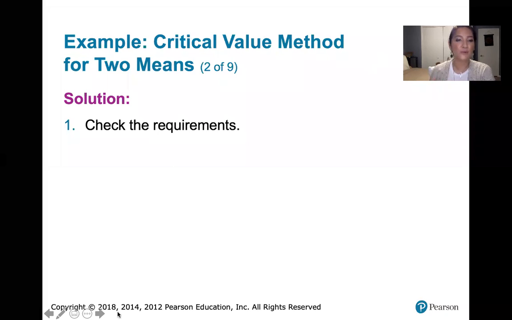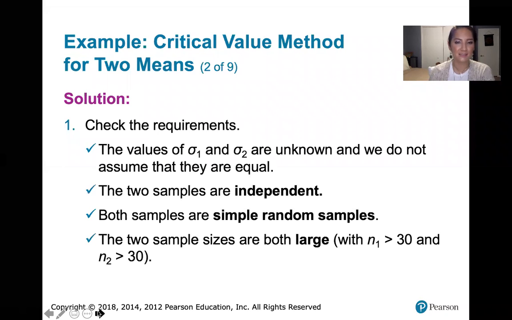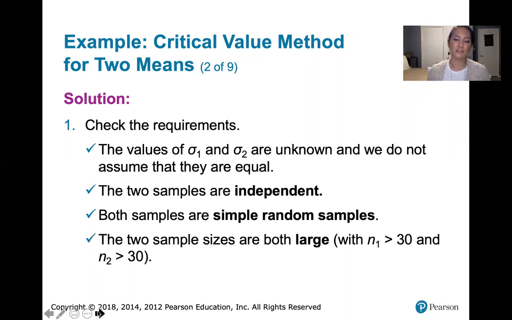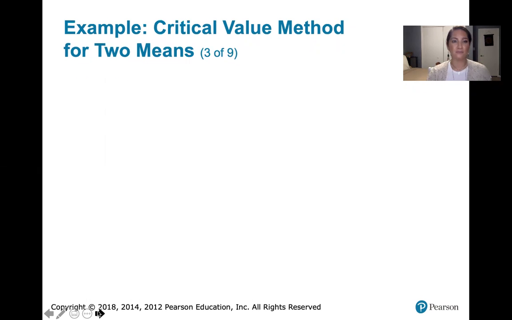In order to do this, the first thing that we'll do is check the requirements. So the values of the two population standard deviations are not known, and we have no reason to assume that they're equal to each other. The samples are independent, and we will assume that they are simple random samples. Now, the sample sizes were 35 and 36, so both sample sizes are large, which means that the sampling distribution of each sample mean is approximately normally distributed, which means that the distribution of the difference between the sample means is approximately normally distributed as well.